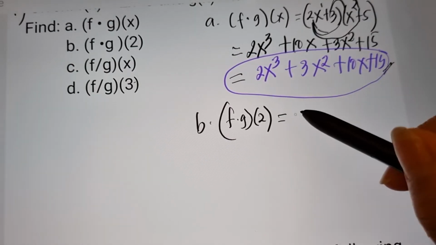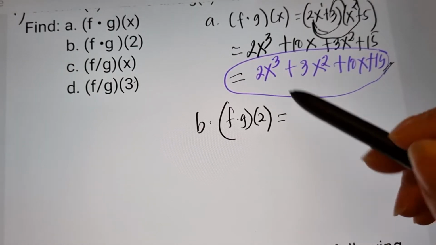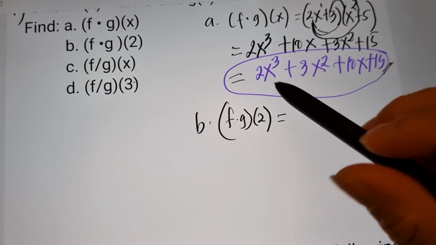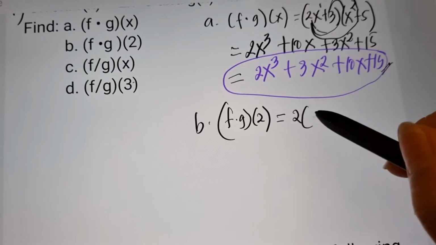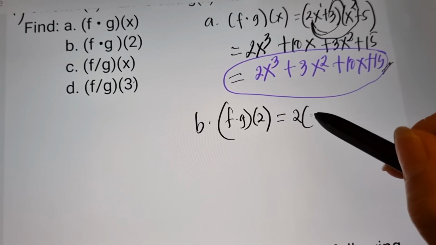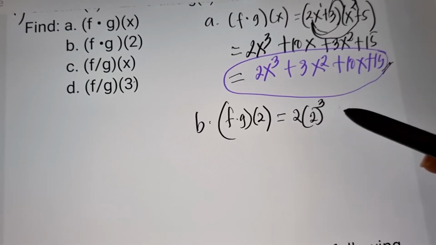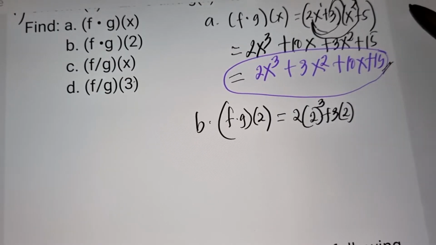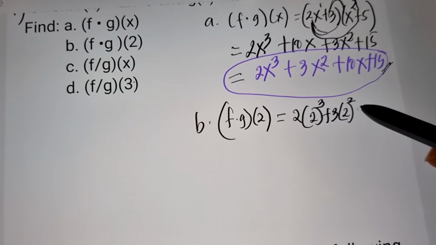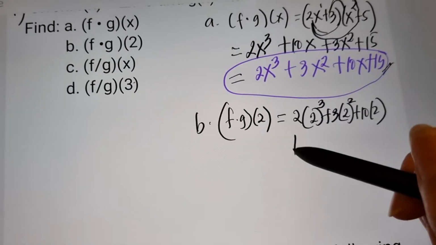So, let's do this one. So, mayroon na tayo ditong 2x cubed. So, ang gagawin na lang natin, substitute na lang natin. Instead of writing x, lalagay natin 2, then cubed. Plus 3 times 2 squared, then plus 10 times 2, then plus 15.